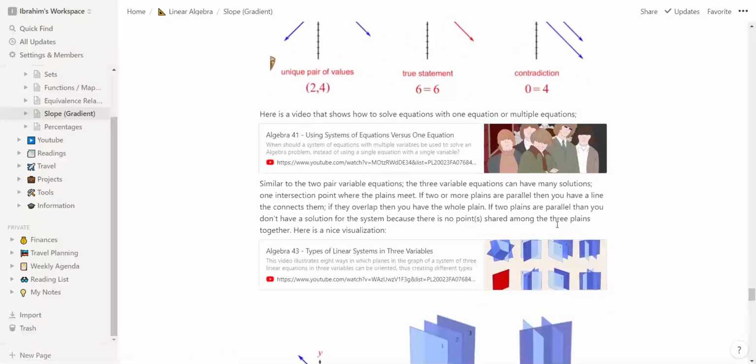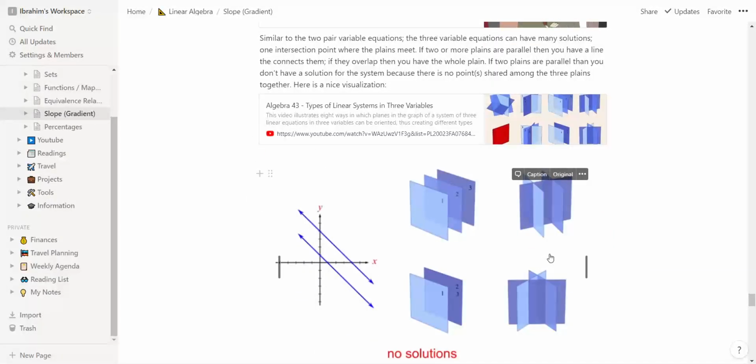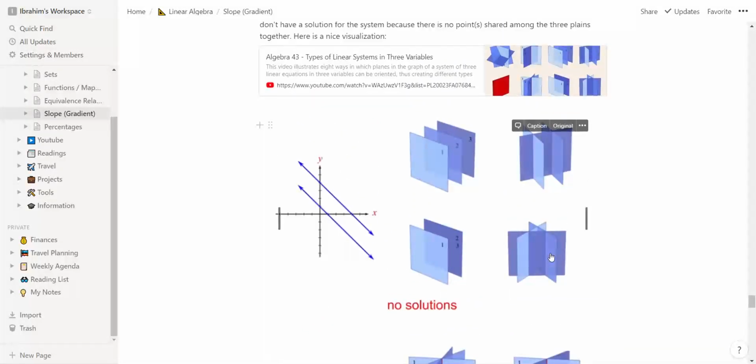Similar to the two-variable equations, three-variable systems can have many solutions. One intersect point where the planes meet. If two or more planes are parallel, then you have a line that connects them. If they overlap, then you have a whole plane. If two planes are parallel, then you don't have a solution because there's no point shared among the three planes. Basically, it's the same as the linear equation deal.